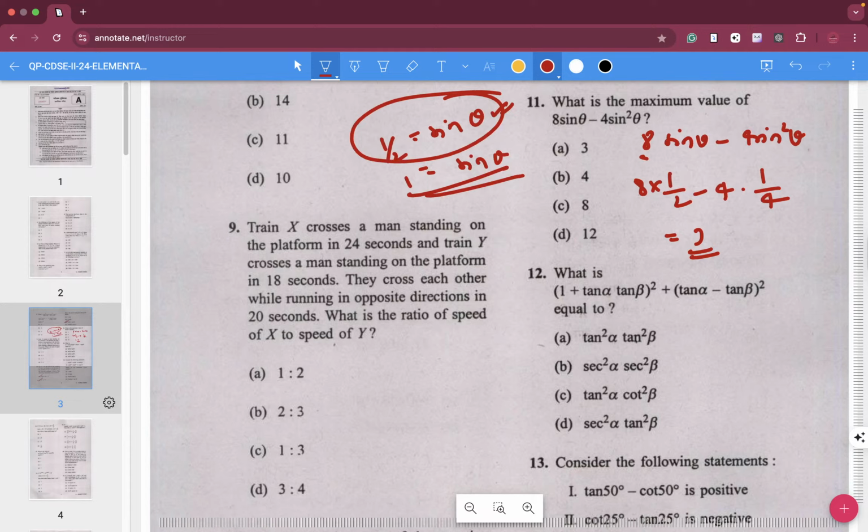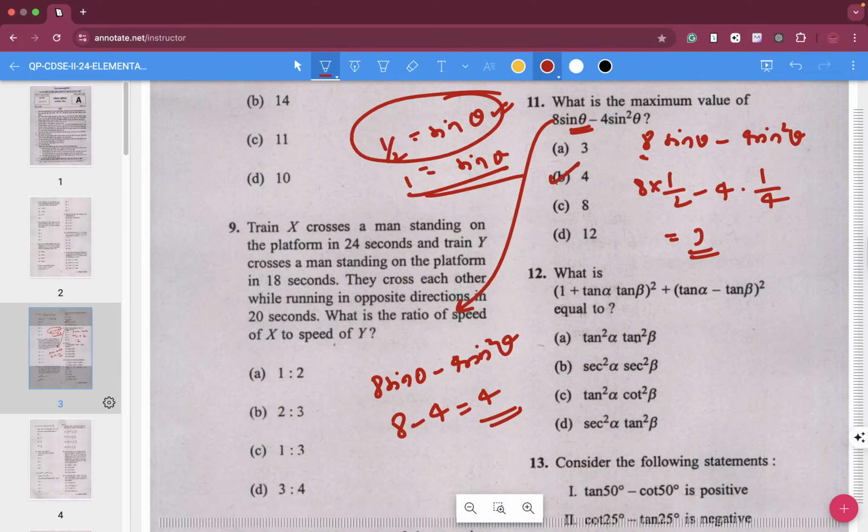But at sine 90, this particular expression 8 sine theta minus 4 sine square theta, with sine theta value 1, becomes simply 8 minus 4, which is equal to 4. 4 is the correct answer over here, folks. In no way can you get either 8 or 12. You can solve for this by yourself.